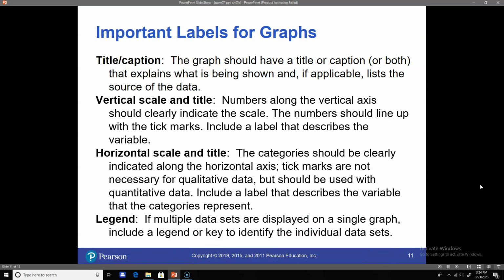A legend, if you have multiple data sets on a single graph, you want to have a legend to identify what different colors represent or something like that. You may have two different sets of bars, one being red, one being blue. One is representing some subgroup and its frequency, and another one may be a different group. Maybe you're comparing classes of salaries of, say, lawyers versus doctors. So you could have those two categories.